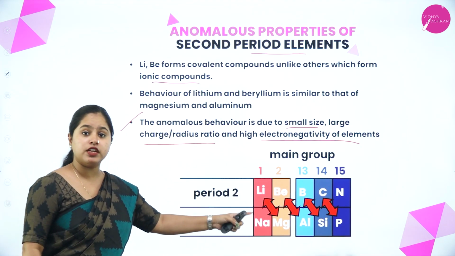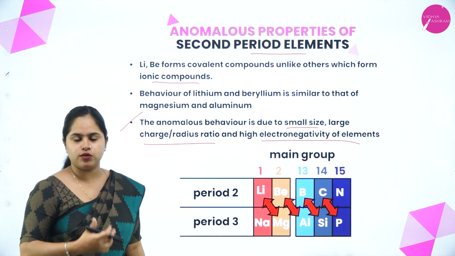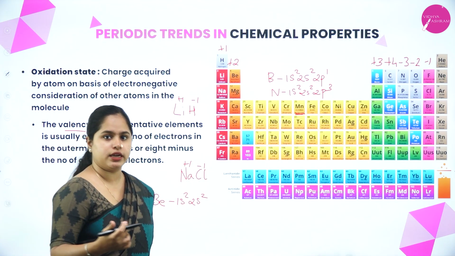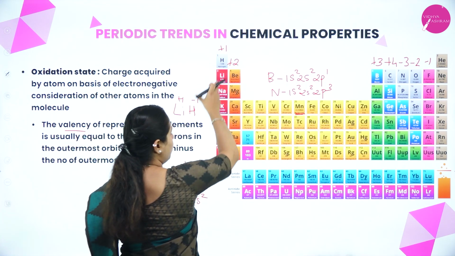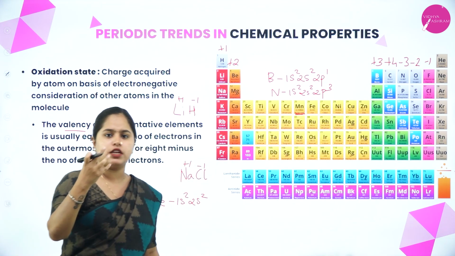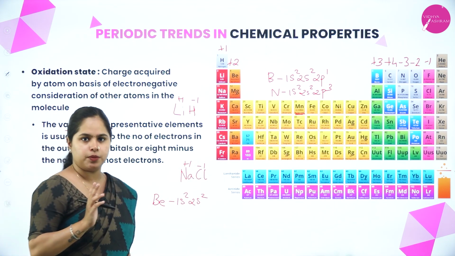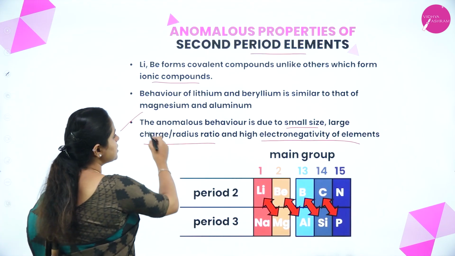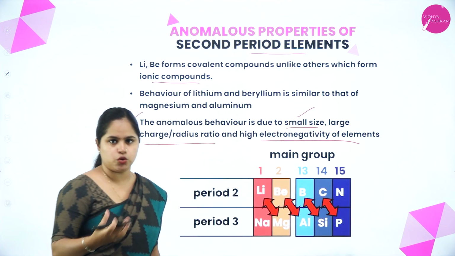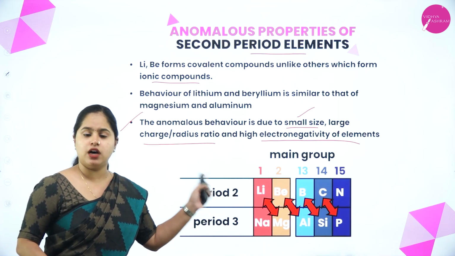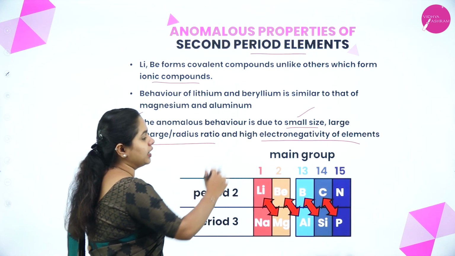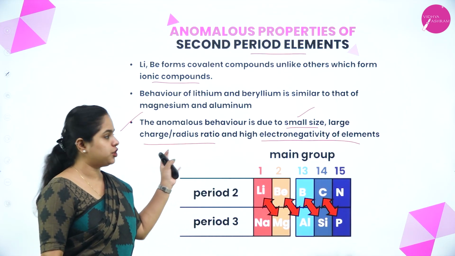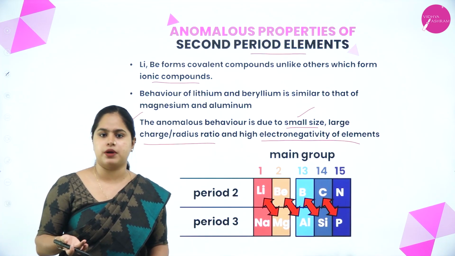So anomalous behavior is due to small size. We know that as we move down the group, the size will increase, and as we move along the period, the size will keep on decreasing. So you can imagine, being at the top of the periodic table, lithium and beryllium will have very, very small size. Only 2 shells are present there, 1s and 2s. So one reason is the small size, another is the large charge to radius ratio, and the high electronegativity of these elements. Right. What exactly are the properties which show these anomalies, you will be studying in the upcoming chapters.